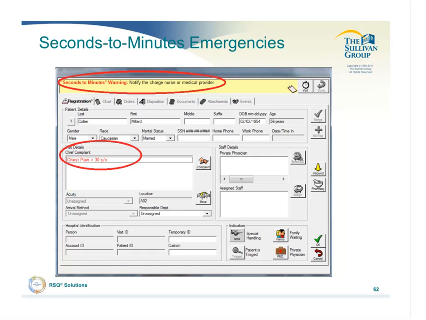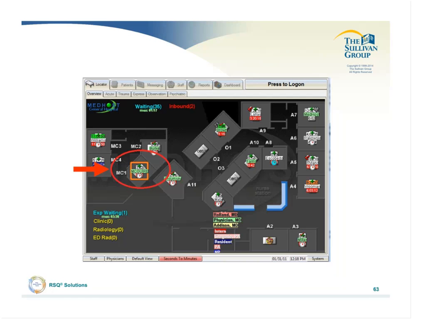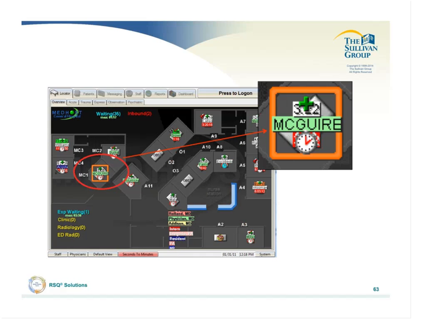Everything is in red on the locator board or the tracking board. Doesn't matter what kind of board. It could be a pager, a siren that goes off. It could be a disco ball in the middle of the emergency department starting to flash lights everywhere. You have to do something when you have one of these seconds to minutes emergencies. So you fire a critical alert. You fire a page, and nobody misses this.